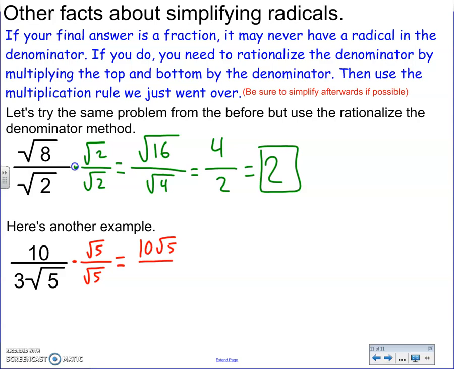But root 5 times root 5 is root 25, which is just 5. So again, when you have a square root times itself, root 5 times root 5 is just the inside number, 5. So that's going to be 3 times 5. So on bottom, I can simplify that. 3 times 5 is 15.